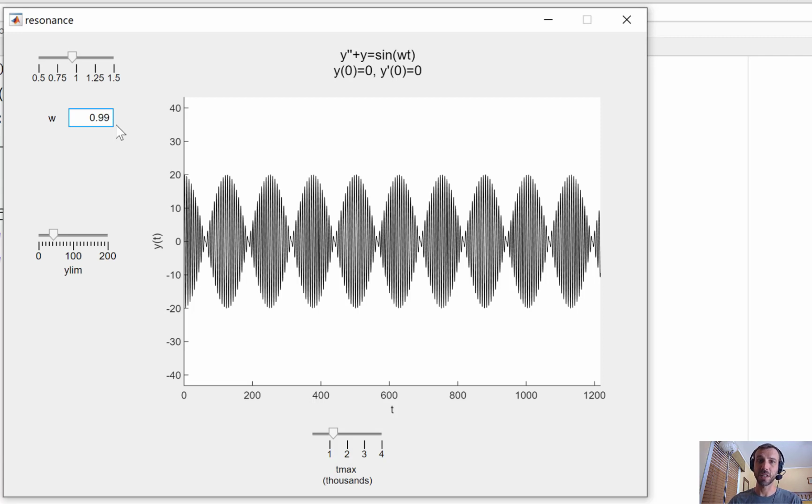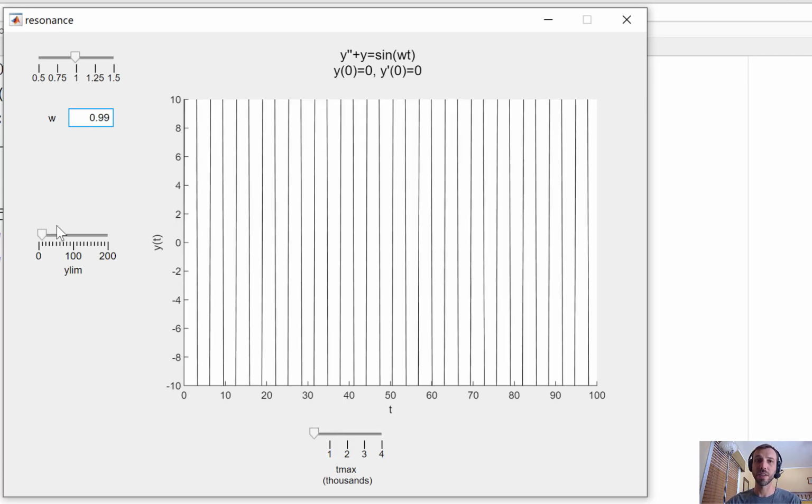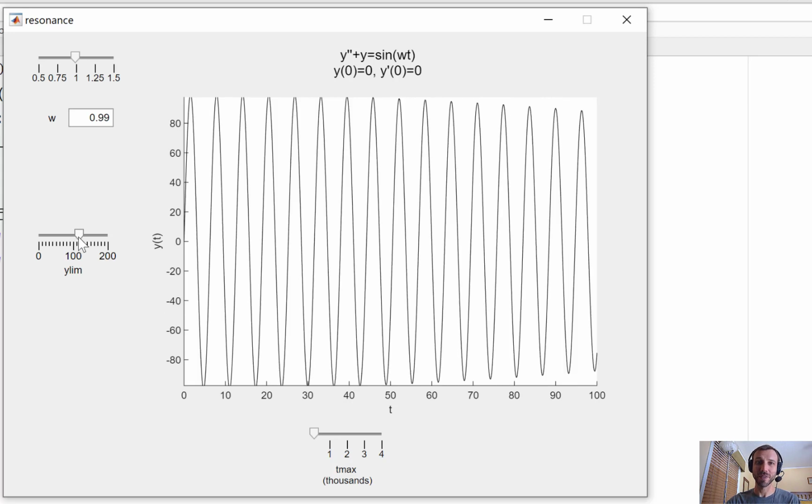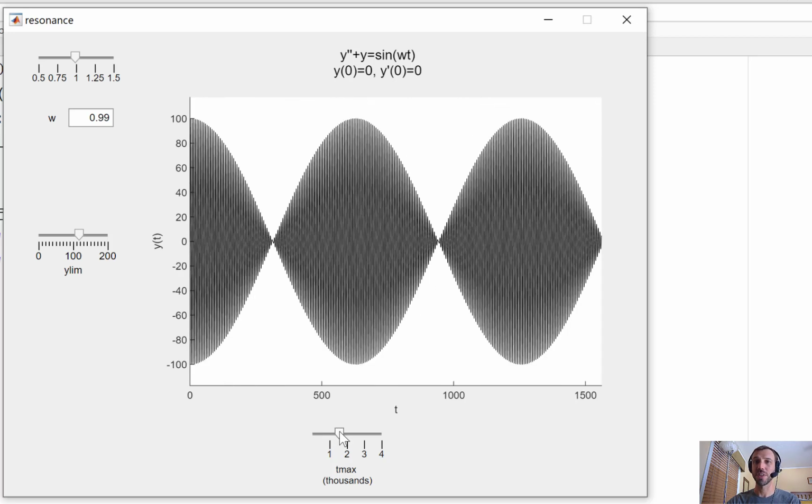Now, of course, we talked about in class that the resonant frequency for this system is omega equals 1. So as we get closer and closer to 1, notice that the amplitude of our solution grows and grows, so that I have to zoom out of the window more to see where the peaks lie. In this case, it looks like the peaks almost go up to 100.